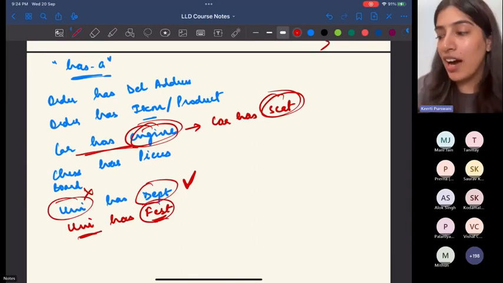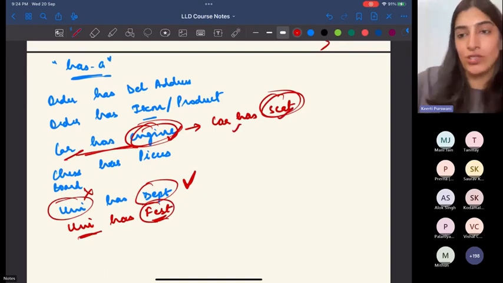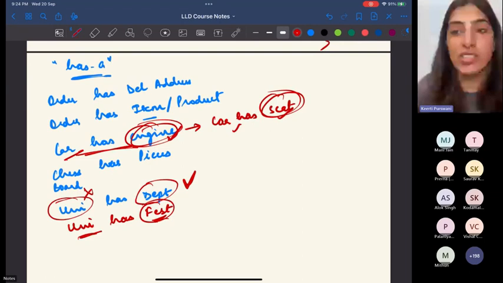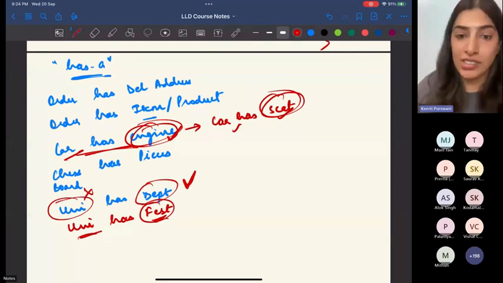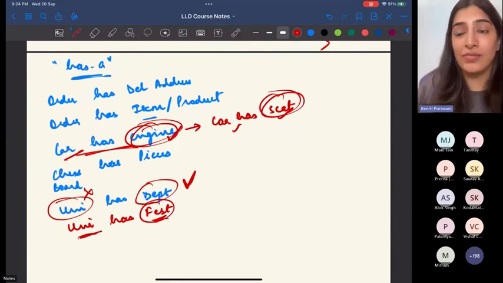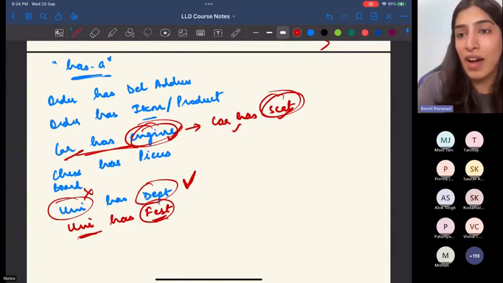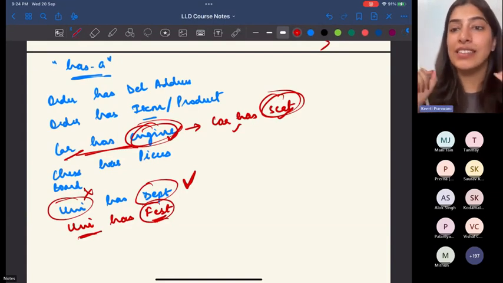Now let's talk about this example: car has engine, car has seat. Now someone is saying that the difference is that engine cannot exist without car versus seat can exist without car, because you can just take out the seat and replace it. Now, the point over here is that it is subjective, correct? Some of you can argue that my engine can exist without the car. I can just take it out and put another engine. Some of you can argue that no, my engine is part of the car. It cannot exist without the car, right? So it is a subjective thing.